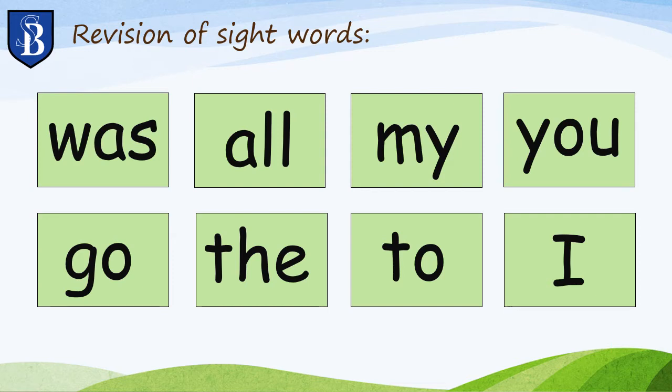Now we're going to play a quick recognition game. I'm going to say one of our sight words and I want you to point to it as fast as you can. See if you can beat your adults at home. The first word is to. To. I wonder if you were the fastest. You. There it is, you. Y-O-U. Was. That's right, W-A-S, was.